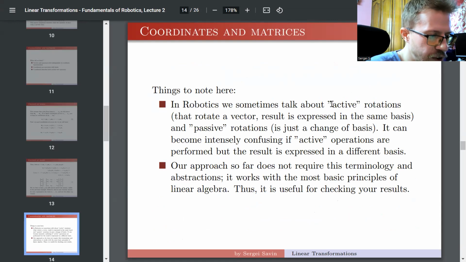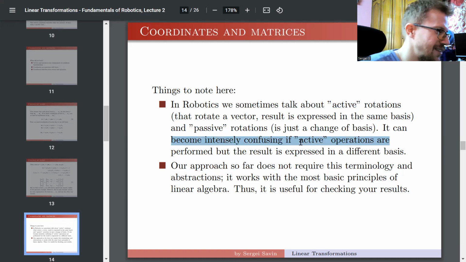In robotics, we sometimes talk about active rotations, as in when you rotate a vector and the result is expressed on the same basis as before. And then there are passive rotations, which is just a change of basis. It can be difficult to understand, especially when active operations are performed in a varying basis. So behind all of this difficulty lies what I just showed you in the previous slides.